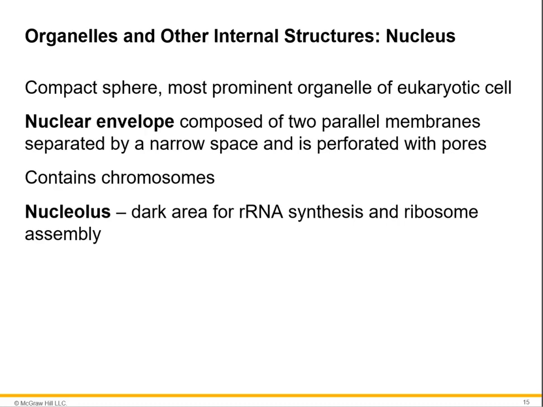Within the nucleus is a dark staining area called the nucleolus. This is the site of rRNA synthesis and ribosome assembly. rRNA, the R there stands for ribosomal RNA. So ribosomes, remember, are going to be made up of this ribosomal RNA and proteins. And so the nucleolus is going to be the site where some of these ribosomes are put together, parts of it.